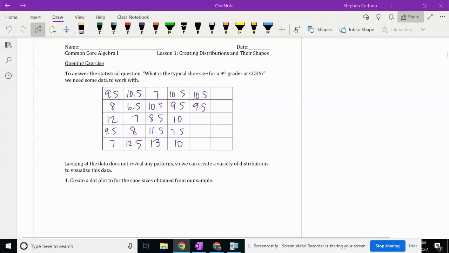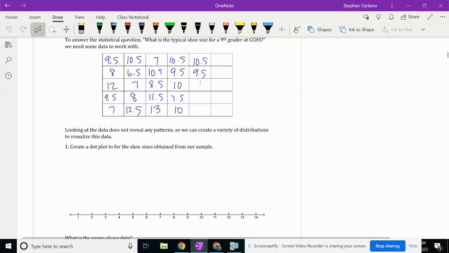One of the days last week, I went through and randomly asked all of you some shoe sizes, and this is the data that I got. This is a sample of the ninth graders in Cornwall Central High School, because my second period Algebra 1 class is a sample of all ninth graders. I have some students in that class that are athletes, some boys, some girls, some students that are non-athletes. So it's a good sample of everybody in ninth grade.